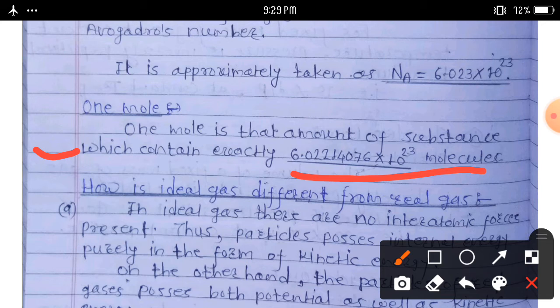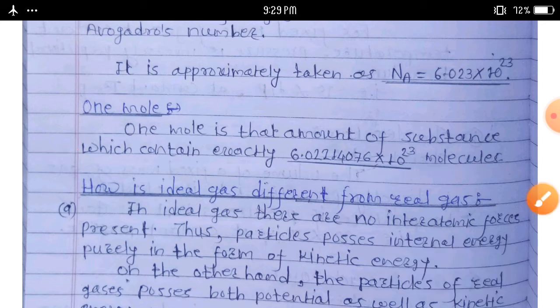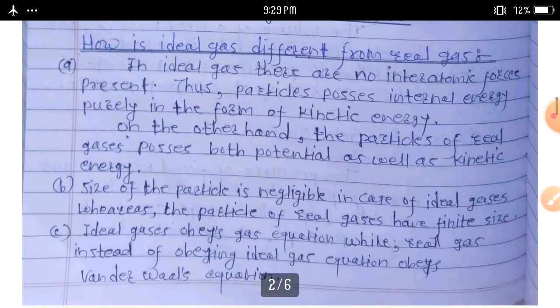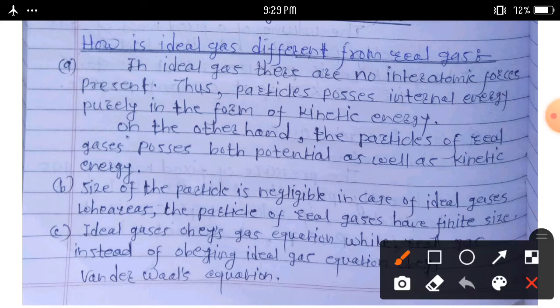Then we can discuss the next point: how is an ideal gas different from a real gas?